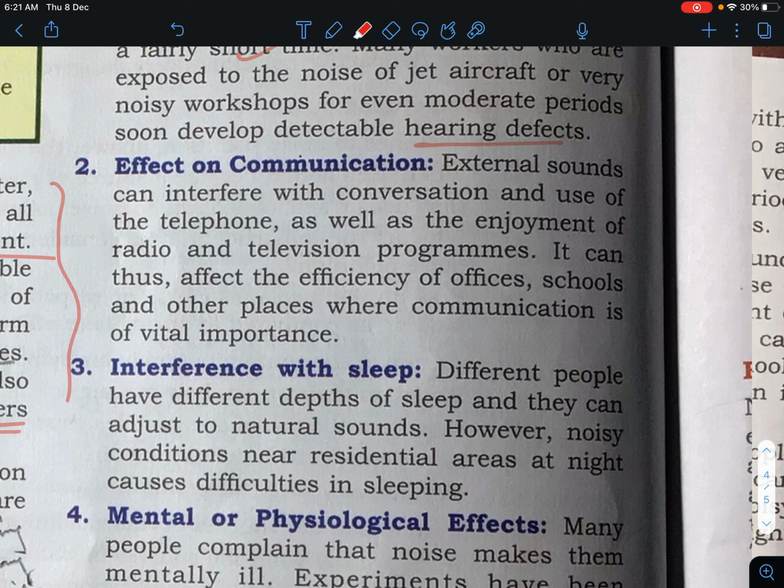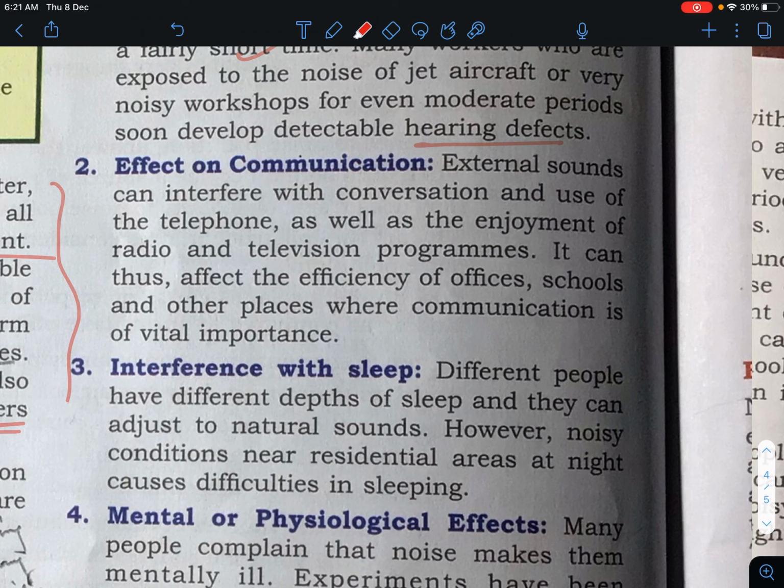External sounds can interfere with conversation and the use of telephones, as well as the enjoyment of the radio and the television programs. Interference with communication means what? It means if you are talking to somebody and in between that somebody is playing radios and the television at a high volume, it is going to interfere with your conversation, and it can thus affect the efficiency of the office.